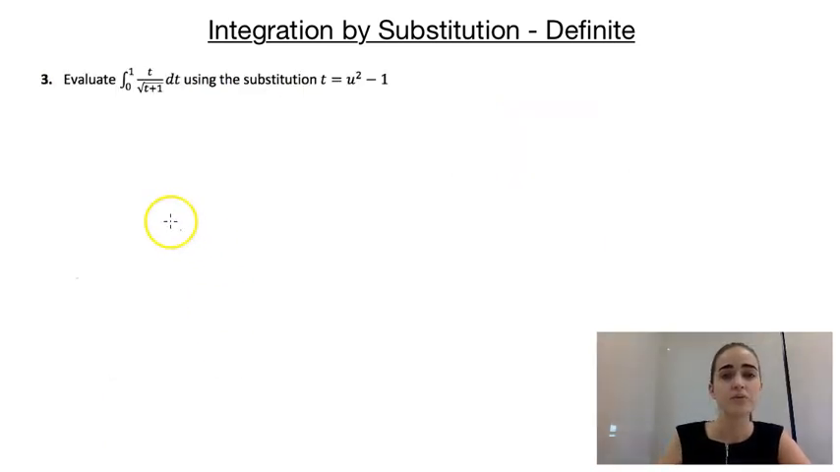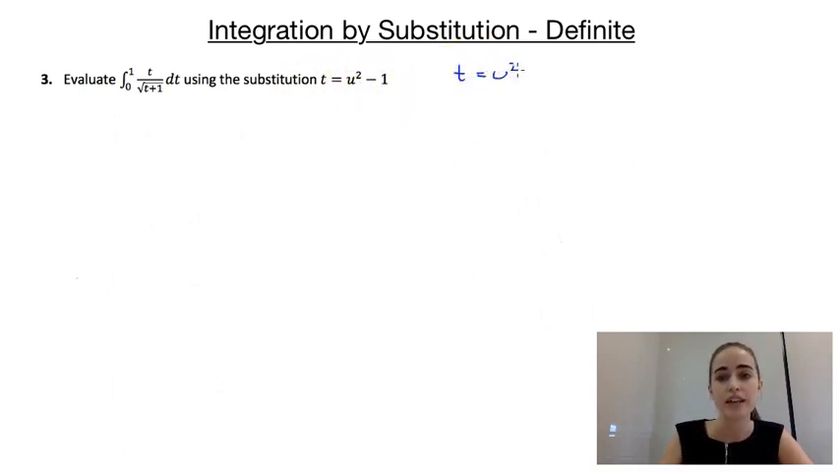For our last example, we're asked to evaluate the integral between 0 and 1 of t over the square root of t plus 1 dt using the substitution t equals u squared minus 1. So this isn't the form that our substitution is usually given to us in. It's usually got u as the subject. So we're going to rearrange this first.